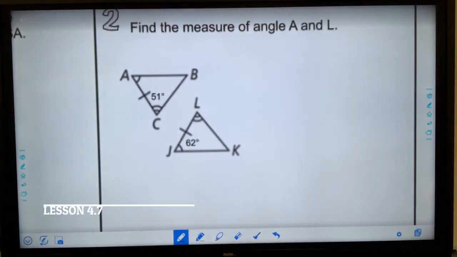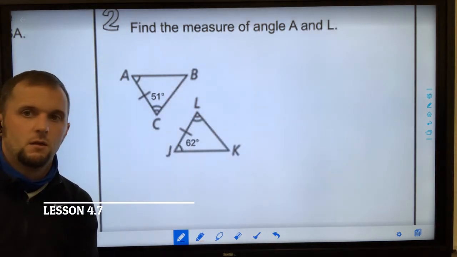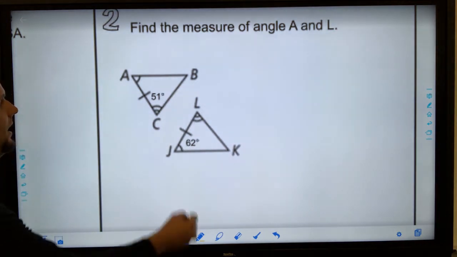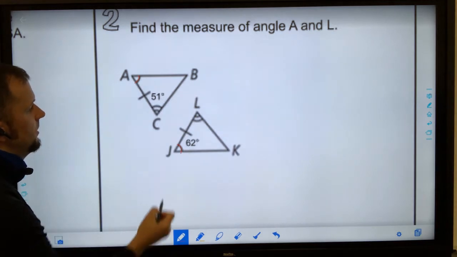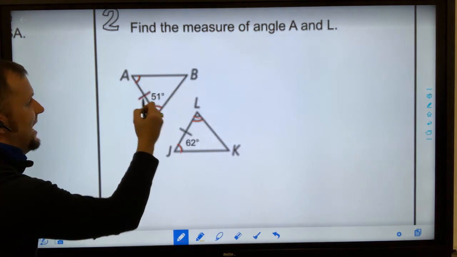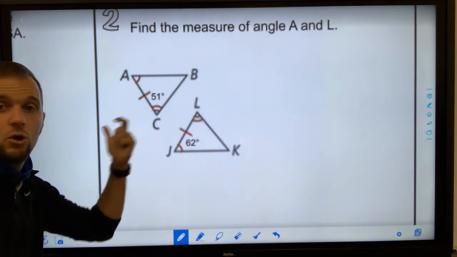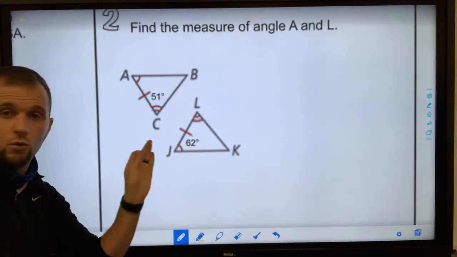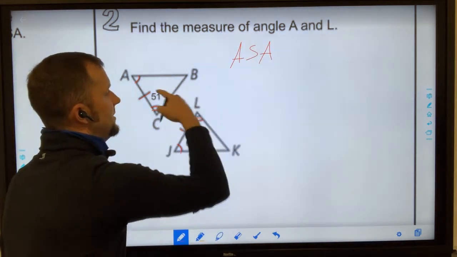All right, so now on example number 2, it says find the measure of angle A and angle L. So right now, let's go ahead and look at my information on my two triangles here. Angle A has one notch, angle J has one notch, angle C has two notches, angle L has two notches, and the side that is included with those, in between them, is going to be congruent. So both of those triangles are going to be congruent because of the angle, side, angle postulate. So these two are congruent.